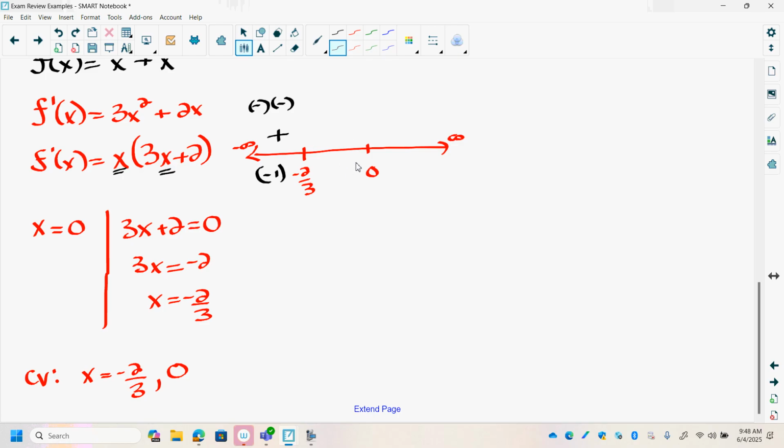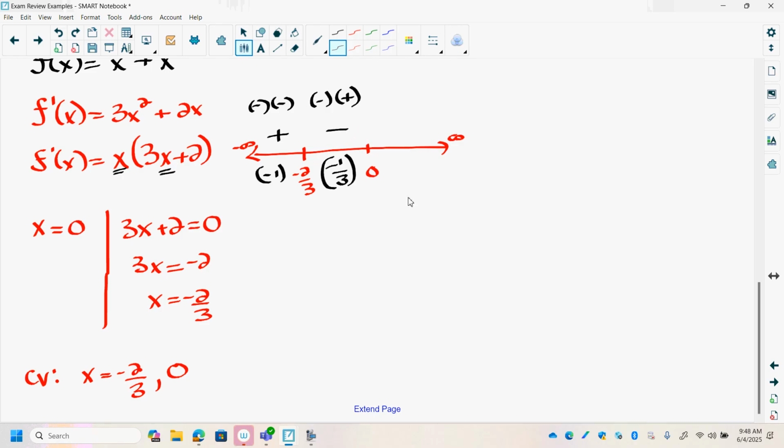Something between negative 2/3 and 0. Negative 1/3. Awesome. So if I fill a negative 1/3 in for x, remember I'm testing the first derivative, this first factor would become negative 1/3. Think about this. What's 3 times negative 1/3? Negative 1 plus 2. What's a negative times a positive?